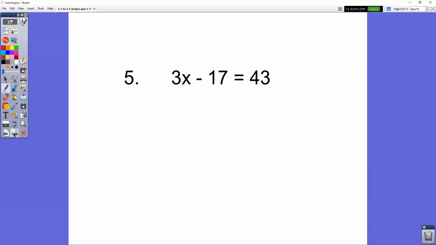Now, in a two-step equation, remember, our goal is to get the letter all by itself. So we want to get that 3x all by itself. In order to get that 3x all by itself, we need to get rid of this minus 17. Always get rid of your plus whatever or minus whatever first by doing that opposite operation. Go ahead and do question number 5, please.